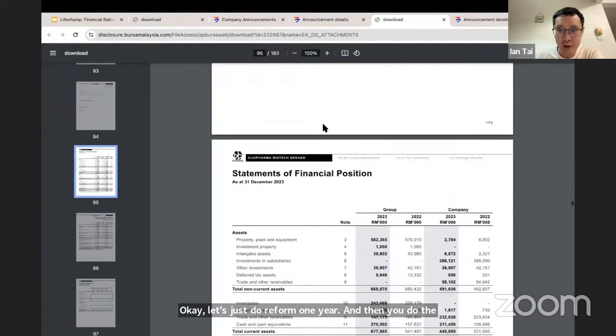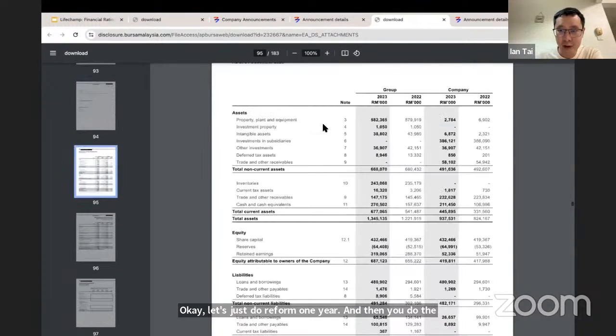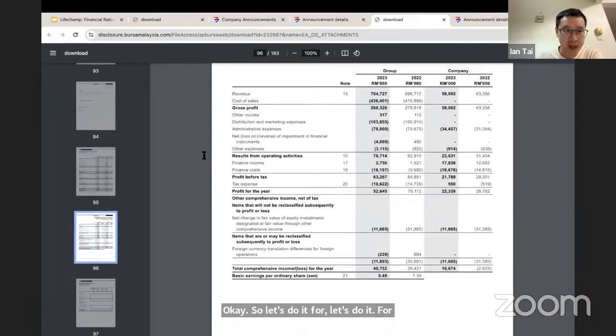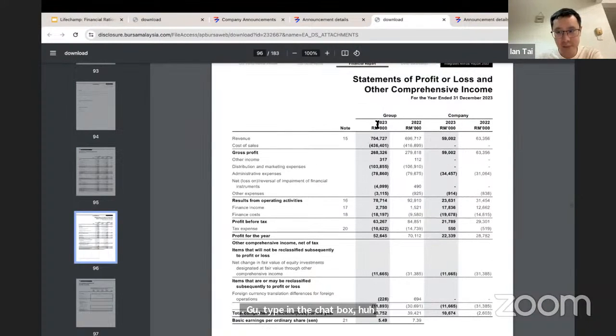Let's do it for just 1 year. Guys, type in the chat box. This is for Duo Pharma. I'm just selecting the stock randomly. It's not planned anyway. So this is the latest one, and I'm looking at this report with you right now. Calculate the net profit margin for this company for 2023.